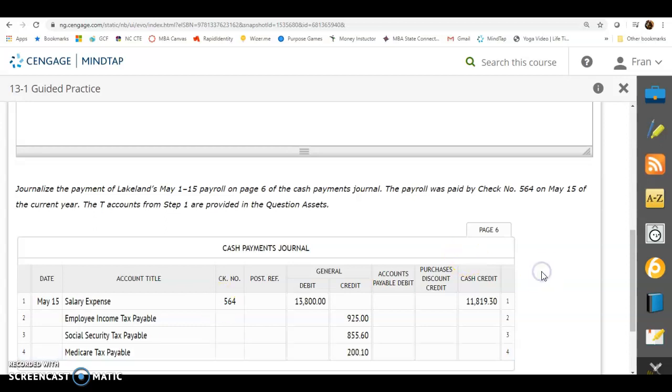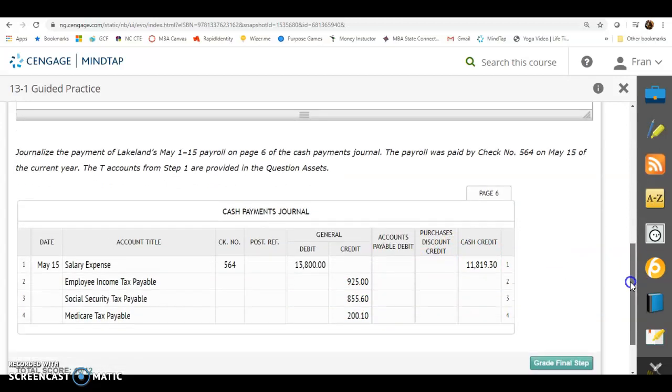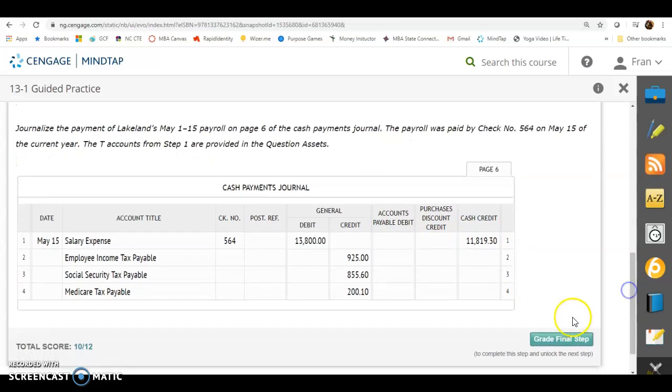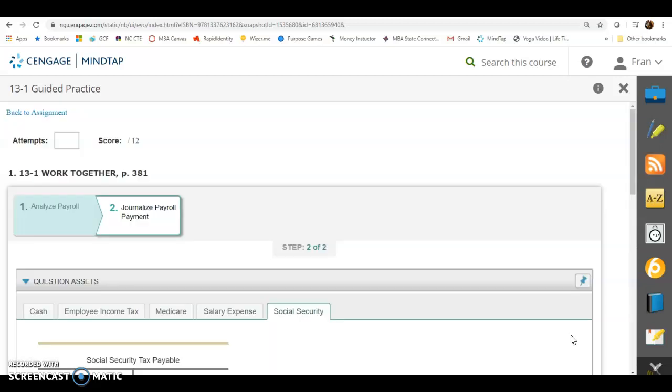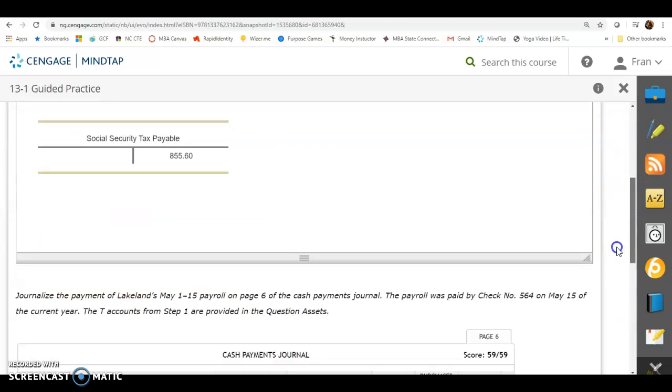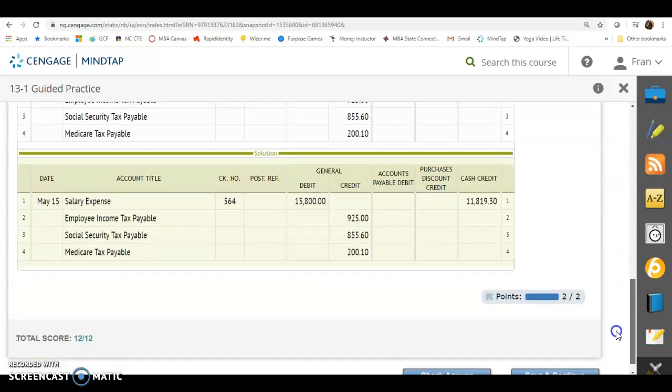If we do the math here and we take the debits and subtract all the credits, they will equal out. That's very important. Our debits and credits have to equal each other out. We'll grade this step. And we are good to go.